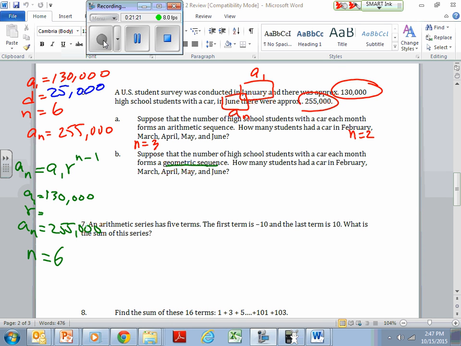They want you to find out the answer to this. What is a sub n? It's a sub 1 plus d times n minus 1, when a sub 1 is 130,000, when d is 25,000, and when n, for February, has to be 2. The n's are going to keep changing. When you do March, it'll be one number, April, May. That part's going to change, this part's going to stay the same.